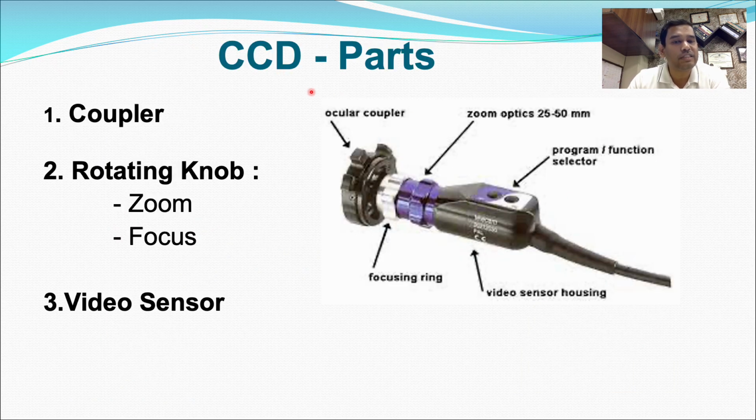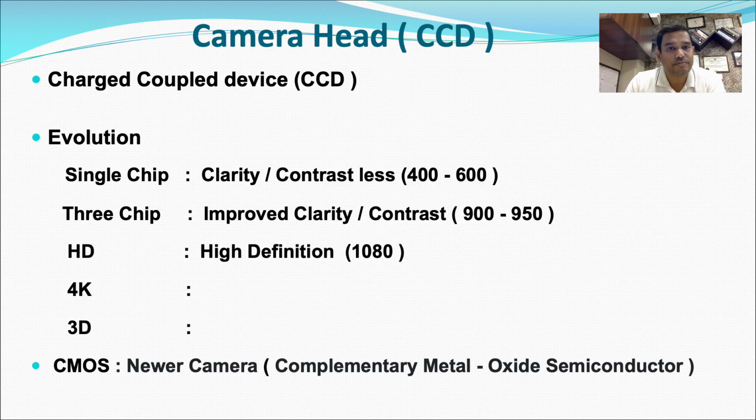What are the parts of the CCD or the camera head? So first part is the coupler. Coupler is the area where your telescope's eyepiece fits. Then you have rotating knobs. You have rotating knobs for two things. First is zoom in and zoom out function, and second is to focus the image. Then at the back you have a video sensor. The image from the telescope is projected through the coupler and the rotating knob over the video sensor, which converts the optical image into a digital signal and then transmits it to the video processing unit.